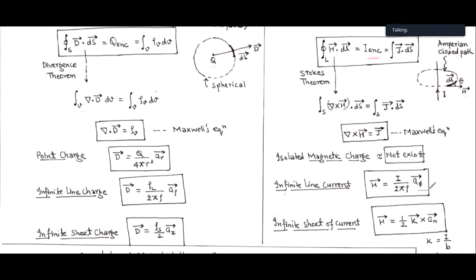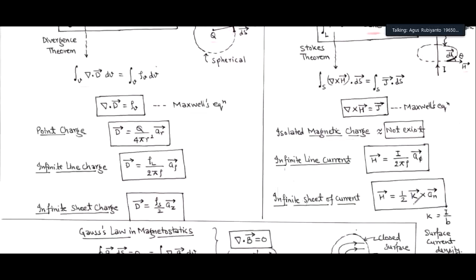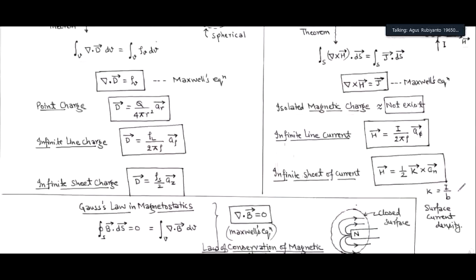And in case of an infinite sheet of current, H vector is equal to 1 upon 2 K vector cross unit vector n. Here unit vector n is the normal unit vector of the infinite sheet. And also K is the surface current density, and it is I upon b.